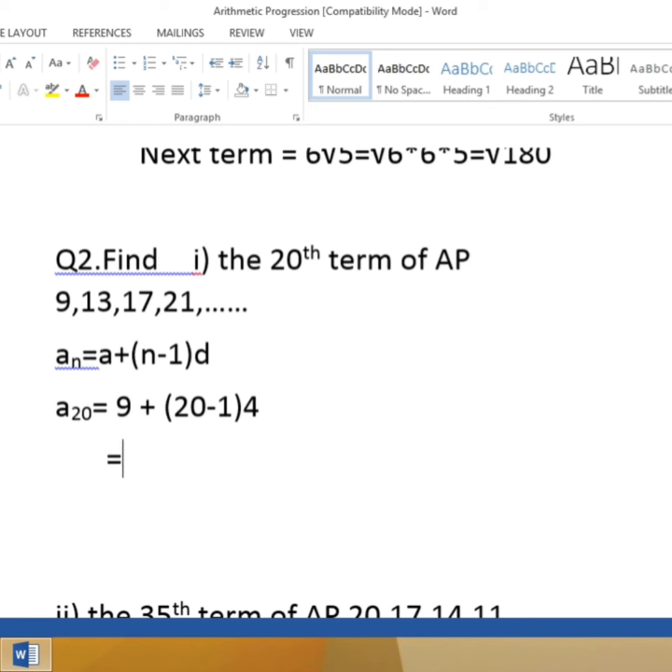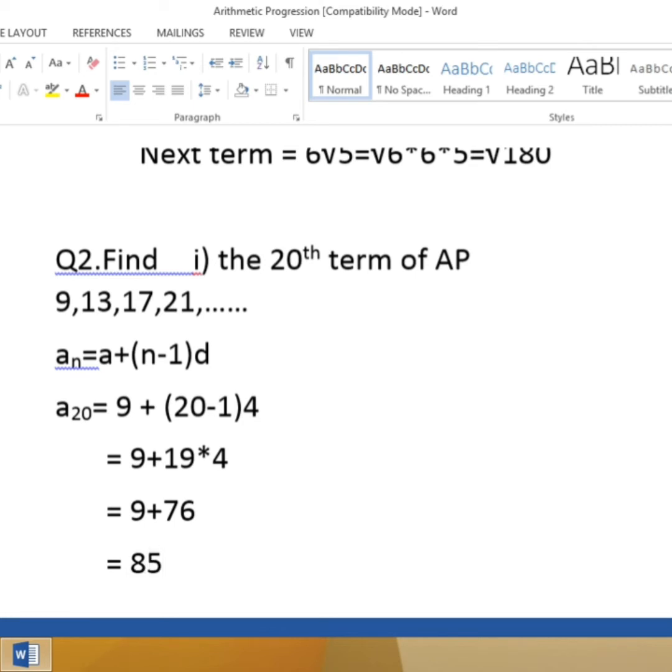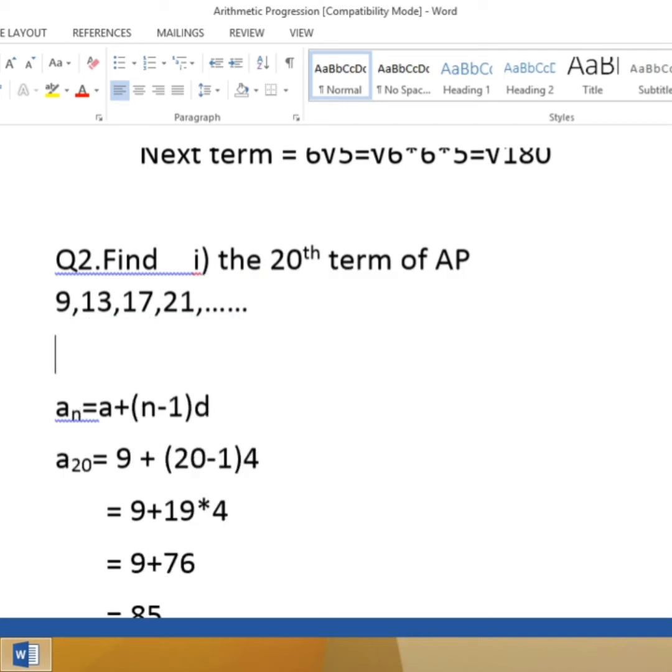So that's equal to 9 plus 19 into 4, equal to 9 plus 76. That's going to be 85. So the 20th term of this arithmetic progression is going to be 85. First term is 9, the difference is 4.